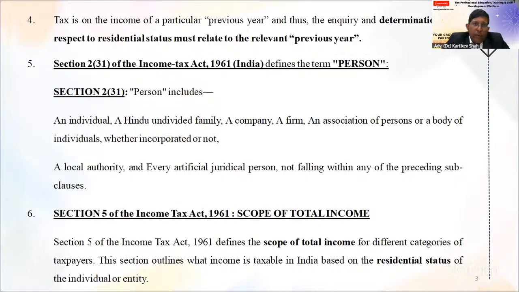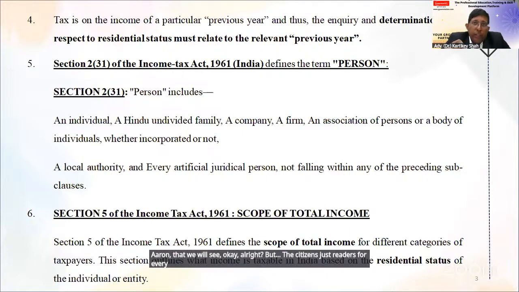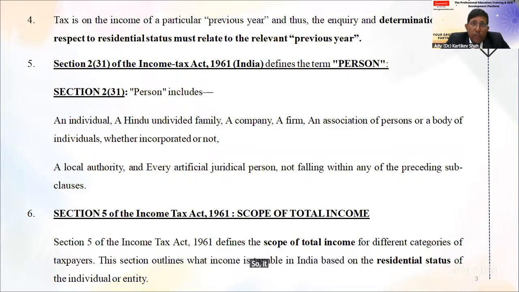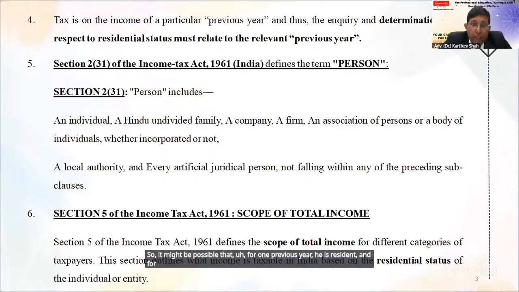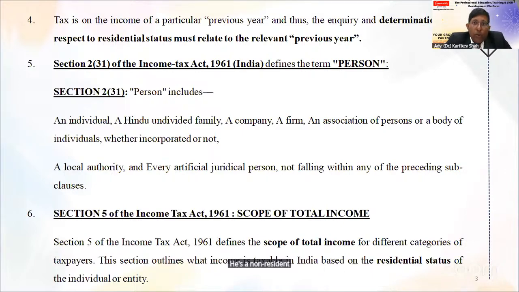The tax will be levied on the income, that we all know, and it is for the previous year. So any residential status has to be in context with the previous year, and that we will see again ahead. But residential status for every previous year of any taxpayer has to be determined individually. It might be possible that for one previous year he is a resident, and for another previous year he is a non-resident.